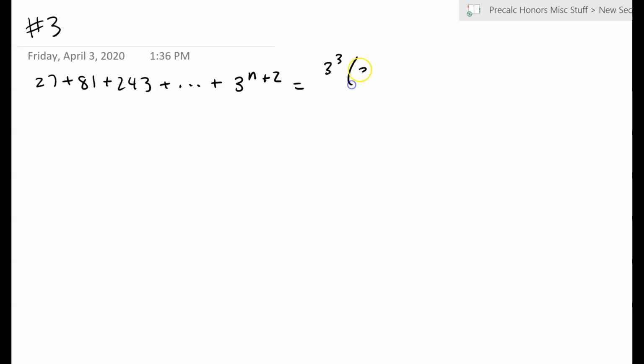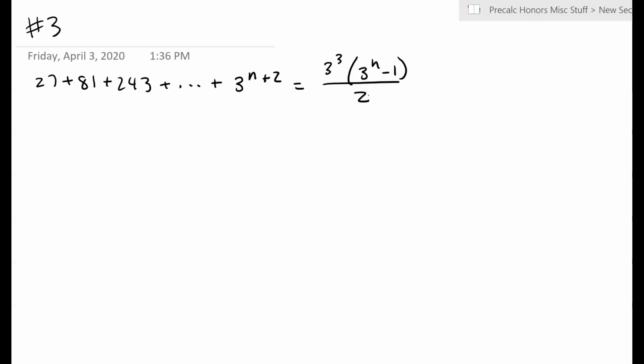This is a video solution for an inductive proof from the inductive proof practice worksheet. This is going to be for number 3. All right, so we had 27 plus 81 plus 243 plus, and then 3 to the n plus 2 as our nth term, and this is equal to 3 to the third times 3 to the n minus 1 divided by 2.